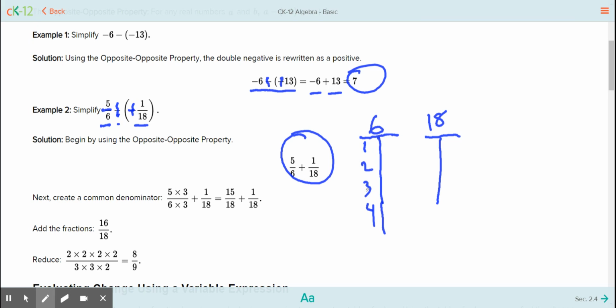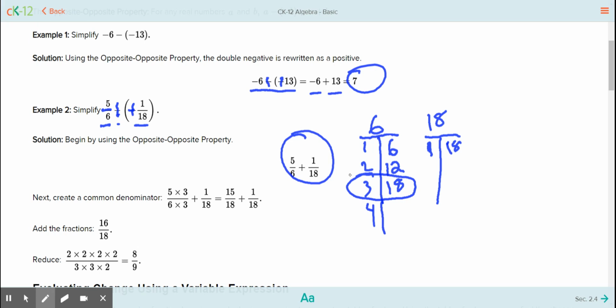1, 2, 3, that's just the number of 6's. 1 six is 6. If I add 6 more onto that, that would be 12. So 2 sixes are 12. If I add 6 more onto that 12, I get 18. I'm just going to stop there because I know that 18 itself, one time, is 18. So I don't need to change my 1/18th. It's already in a common denominator.